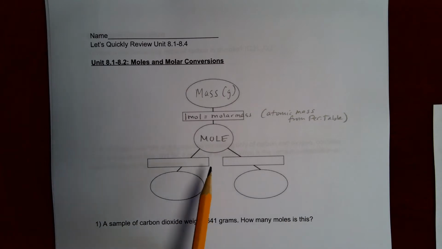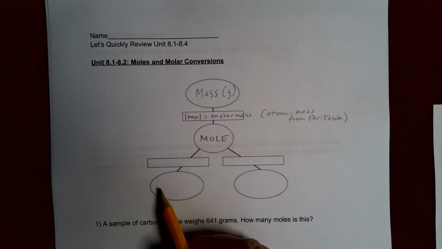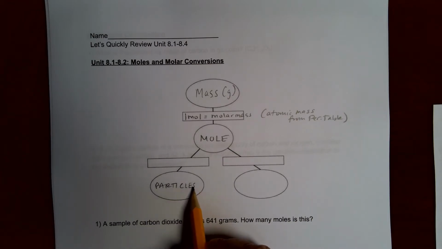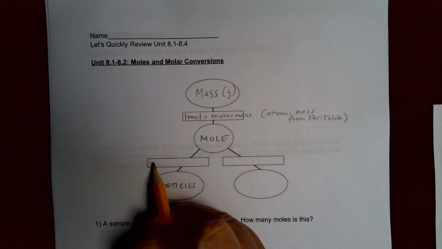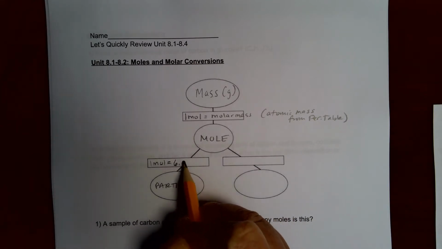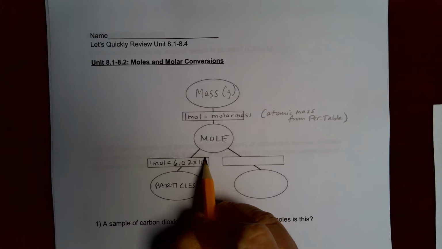Other units that you can be converting to from the mole is particles. So if the problem is asking you something about molecules or atoms or formula units or even ions, you would use the equality of 1 mole is equal to Avogadro's number, 6.02 times 10 to the 23rd.